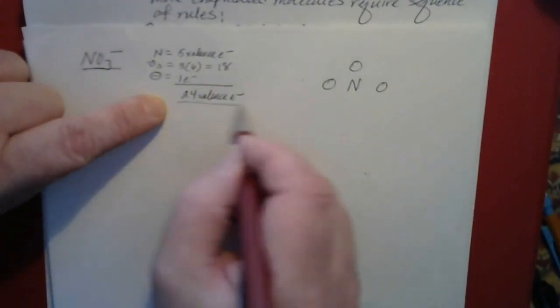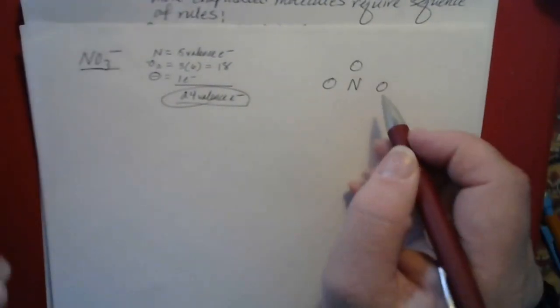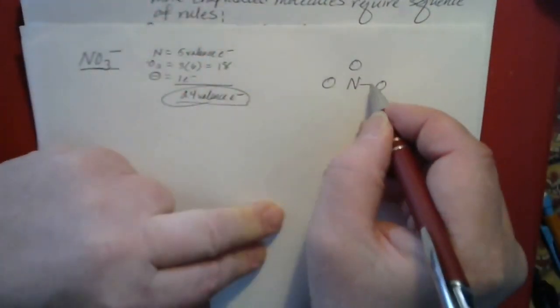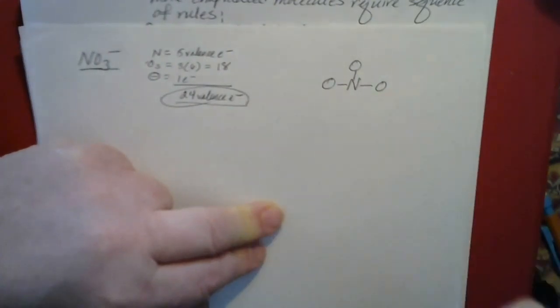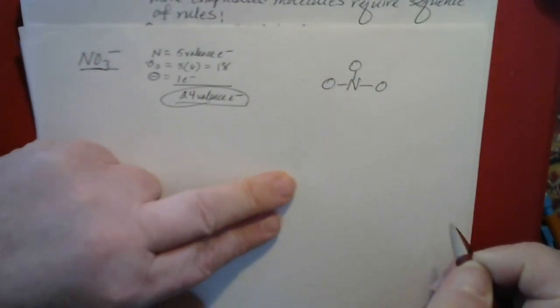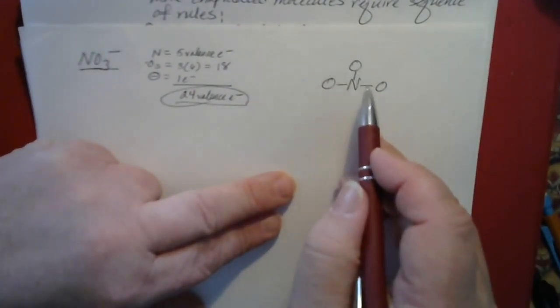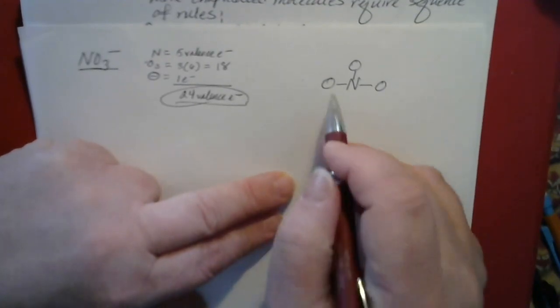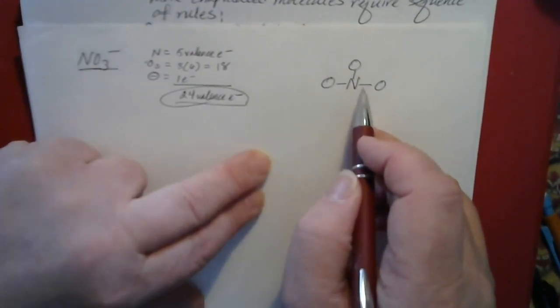Okay, we've got 24 electrons. We know that's our total. The next thing you would want to do is attach the oxygens to the nitrogen with single bonds, keeping in mind that each of those bonds is 2 electrons. So we've used 2, 4, 6 electrons so far.